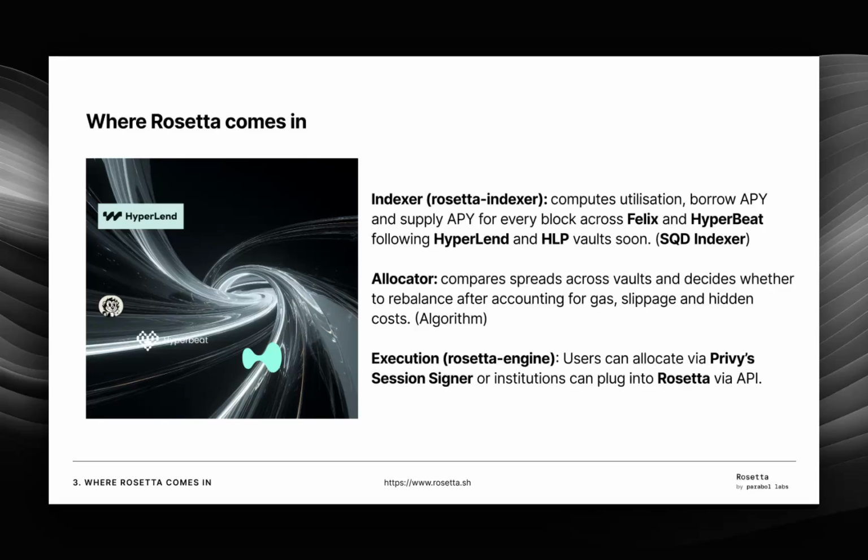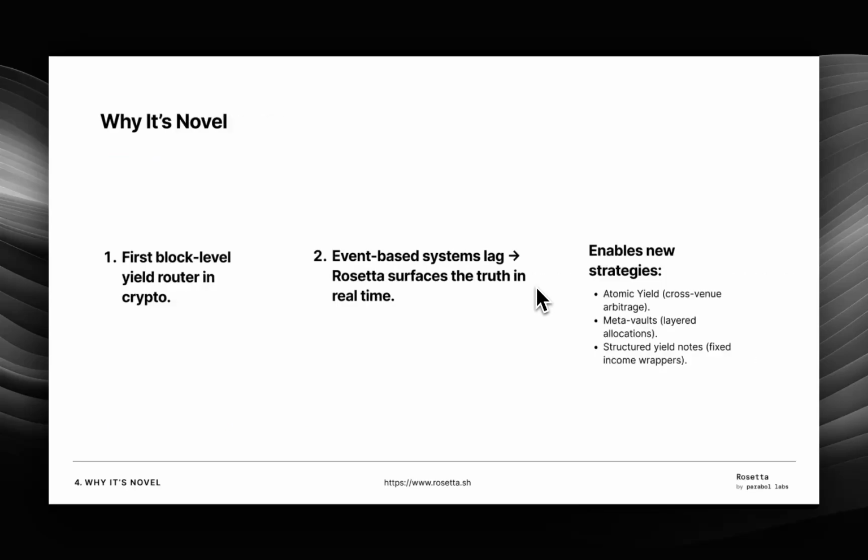The allocator compares spreads across vaults and decides when to rebalance after accounting for gas, slippage, and other hidden costs. The Rosetta engine executes those rebalances automatically. Users interact through a session signer, a scoped key that lets an agent sign transactions within defined policies on their behalf, while institutions can integrate via API.